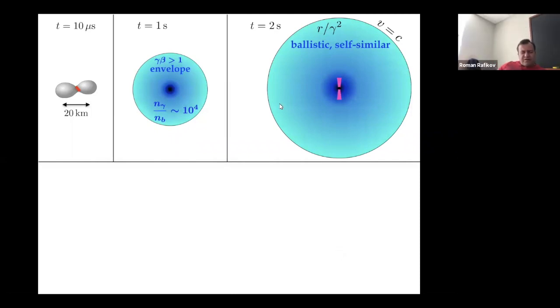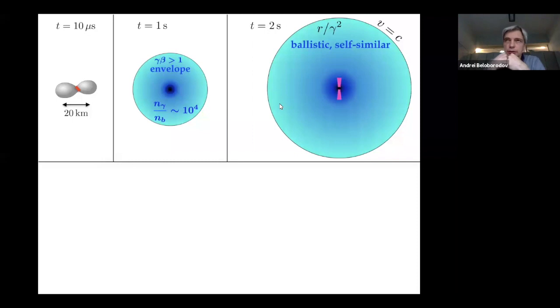Before you move on, I just wanted to clarify one thing. So this merger and this expansion of the ablated material takes place in a vacuum, right? There is no wind or anything that happened before, from the binary, before they touch? You mean, yeah. So this ejecta, this ablated ejecta, just expands freely in vacuum.